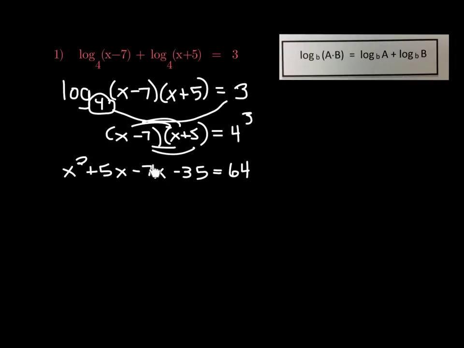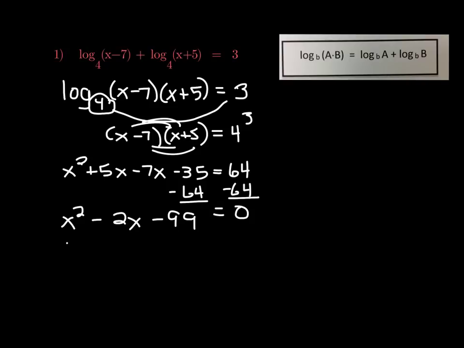So I'm going to subtract 64 from both sides of the equation, and I'm going to combine my like terms on the left-hand side of the equation. All right, so this gives me x squared, and then 5x minus 7x combines to give me negative 2x, and then negative 35 minus 64 combines to give me negative 99. So now all we have to do is just factor and t-chart.